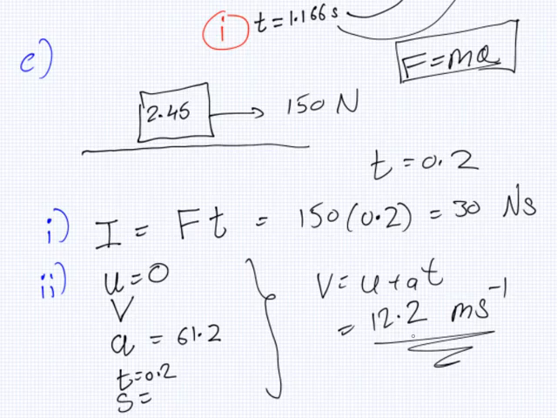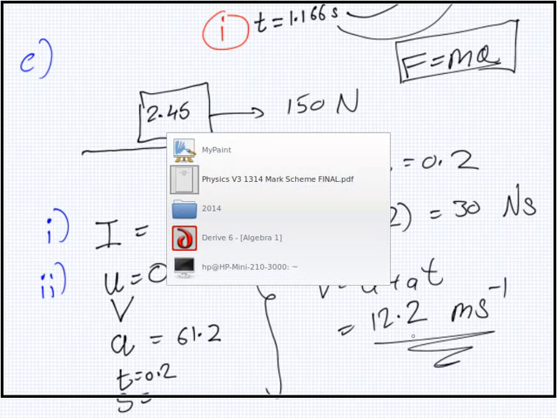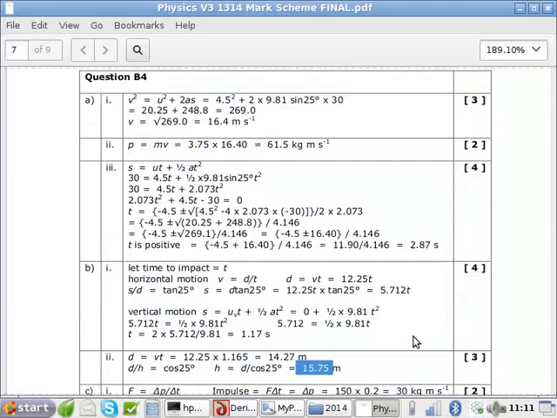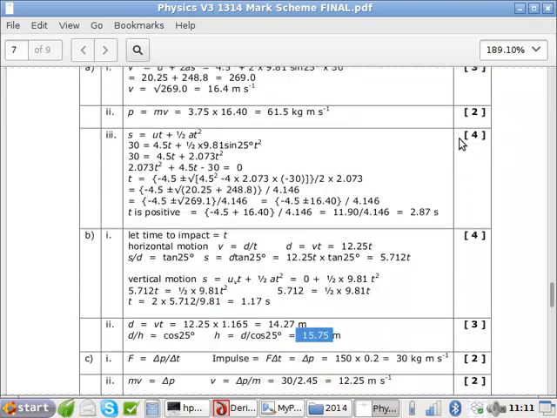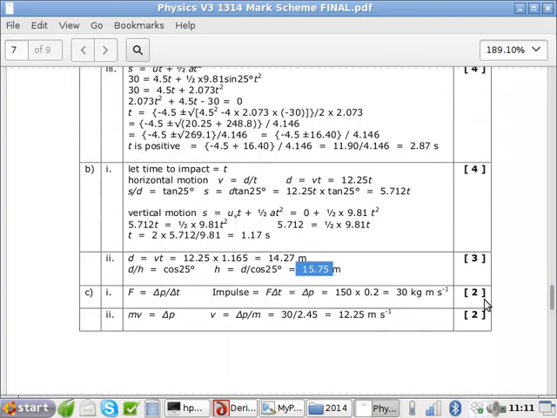Do you want to know how the marks work? So if I go to the exam, part A was 4, 5, 6, 7, 8, 9 marks. Part B was only 7 marks. And part C was 4 marks.